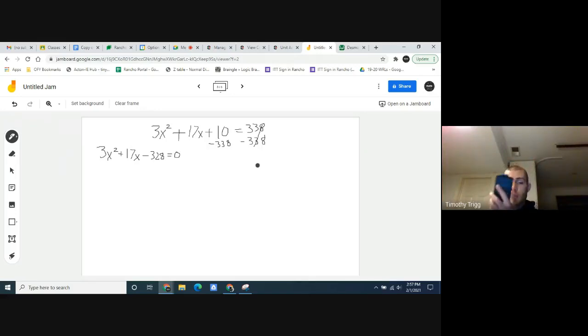Now we're going to use something called the quadratic formula. Here's the formula: negative b plus or minus the square root of b squared minus 4 times a times c, all over 2 times a. Hopefully you remember this from Algebra 1. But if not, we'll go over it here. We need to look at this quadratic and find a, b, and c. See if you can figure out what a, b, and c are.